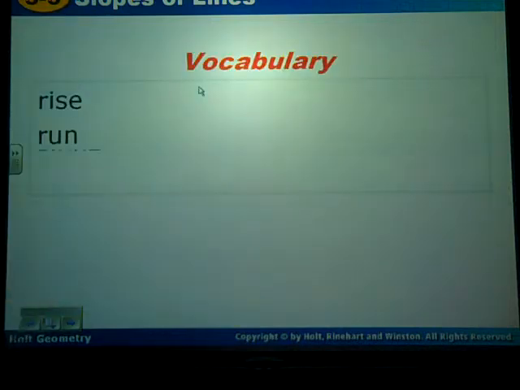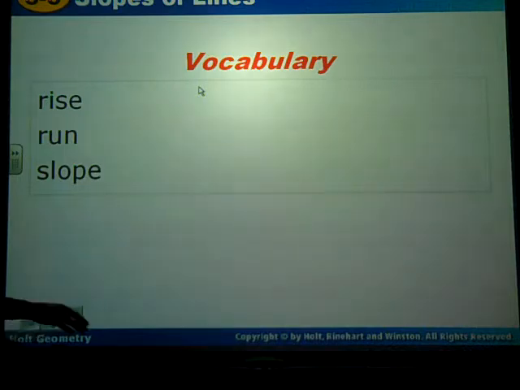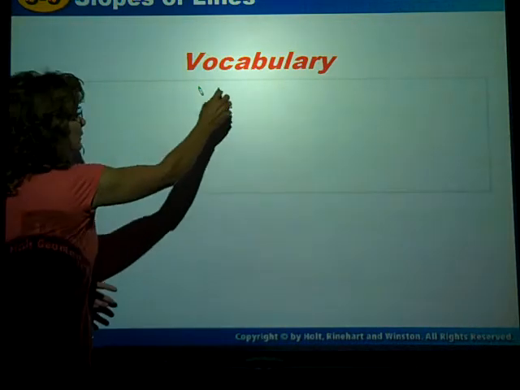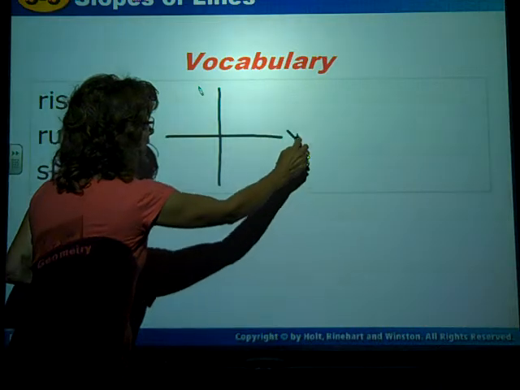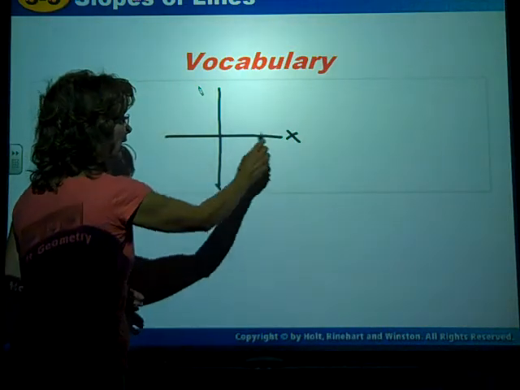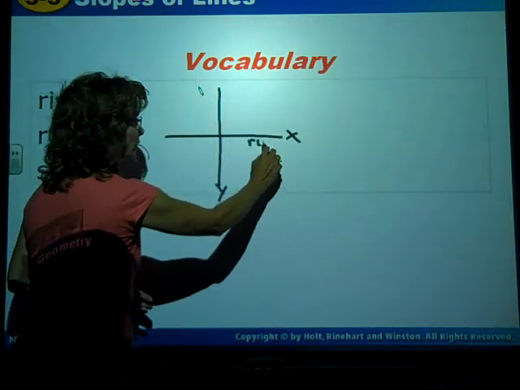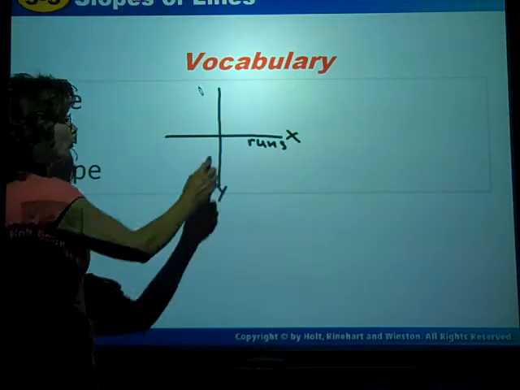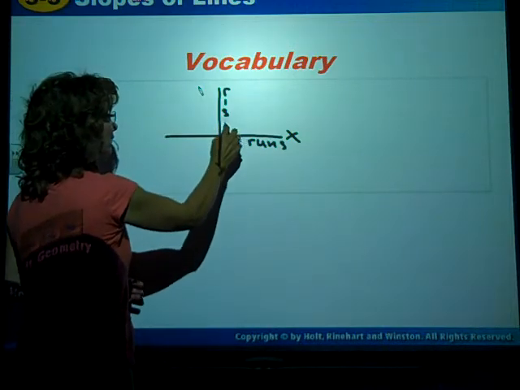We're going to skip the warm-up. The three big words are rise, run, and slope. If you think about a coordinate plane, the x and the y-axis, the x-axis runs horizontally while the y-axis rises.